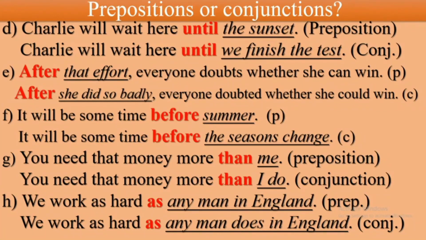Notice the underlined word. After that effort, here there is no subject, no finite verb, but later, she did so badly. Here, she is the subject and did is the finite verb. In the same way, I think you all can explain the rest of the examples of why a word is a preposition and why a word is a conjunction.